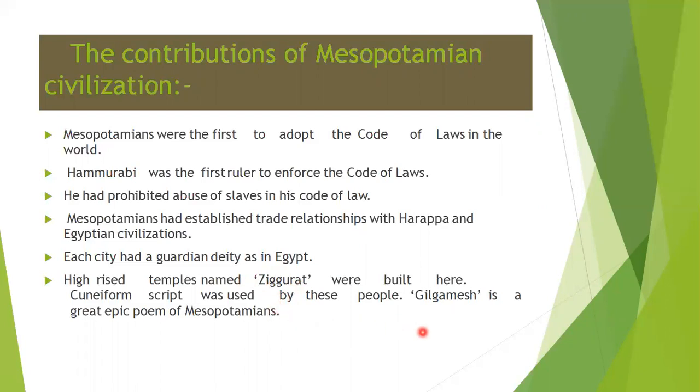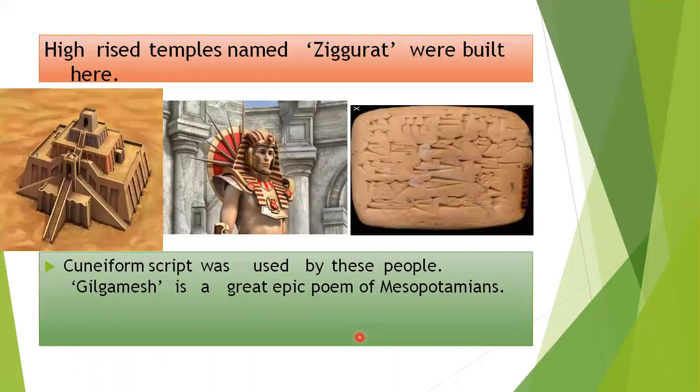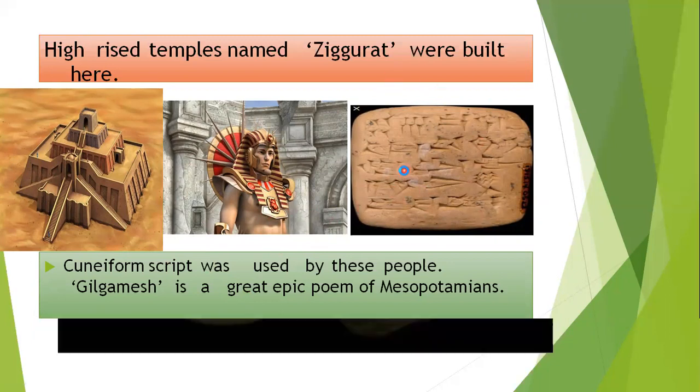Gilgamesh is the great epic poem of Mesopotamia. Understood, children? Ziggurat is the high-rise temple, cuneiform is the script, and Gilgamesh is the great epic poem of Mesopotamia. This is known as a high-rise temple, which we can see in Mesopotamian civilization. It is known as a script. This is known as cuneiform.